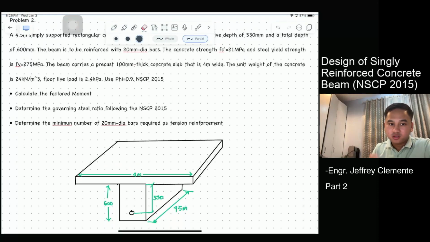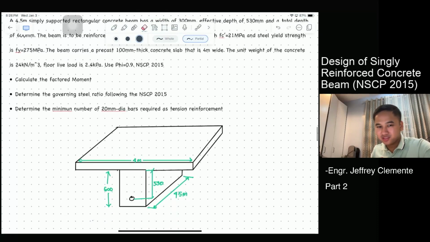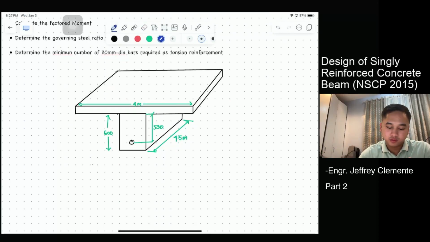First question is calculate the factored moment. So, what is the factored moment? That is Mu, the required design strength. What should it carry? What should its strength be? Factored moment is just the required design flexural moment. That was the question in the first problem in the previous video. What moment should it carry? What is its design flexural moment so that when you design it for that, our structure is safe? So that's the first question. So how do we solve that? Okay. Solution.